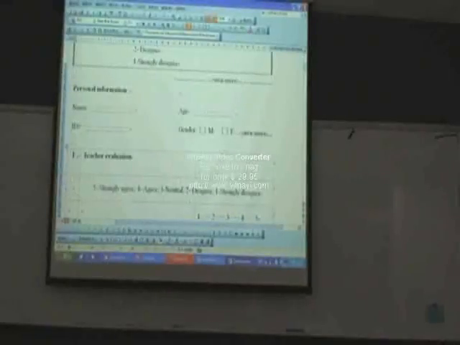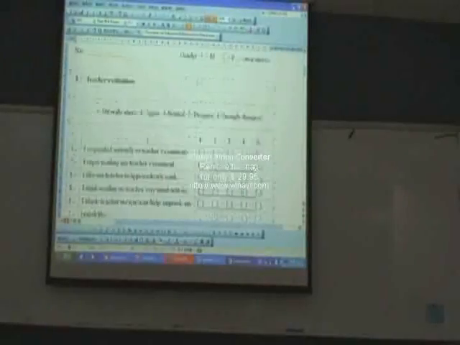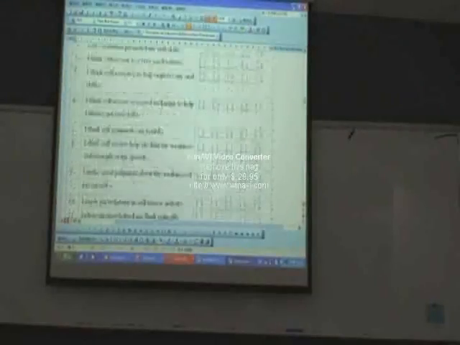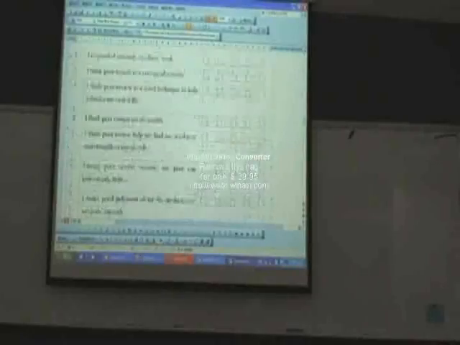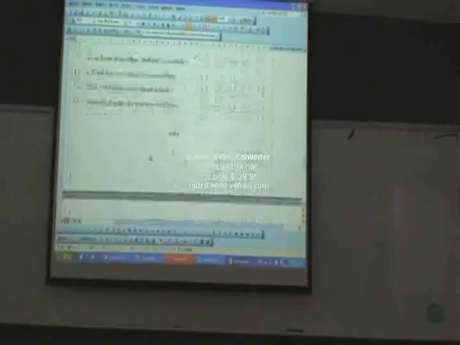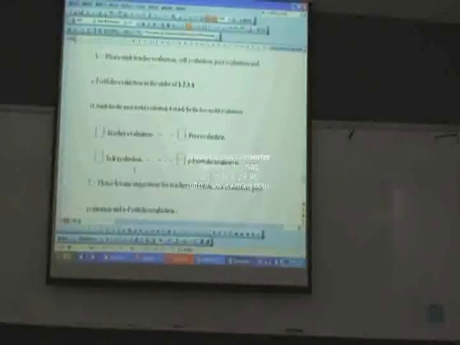Here is the first section about the teacher evaluation. The second is for the self-evaluation part. The third is peer evaluation. And fourth is the e-portfolio evaluation part. And finally, there are open-ended questions here.